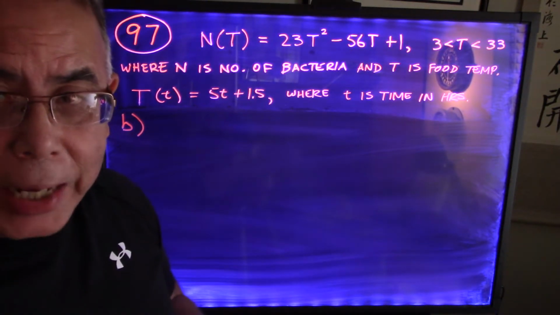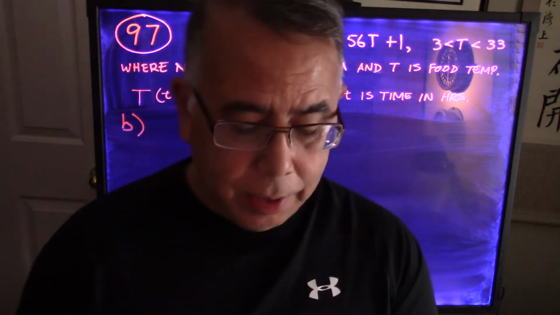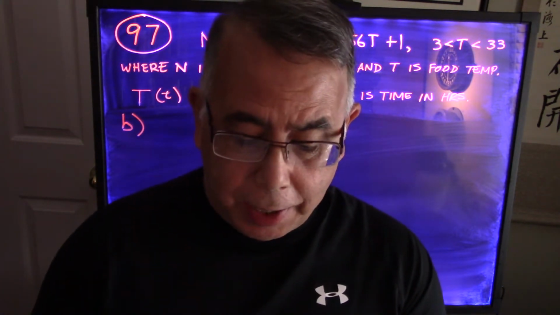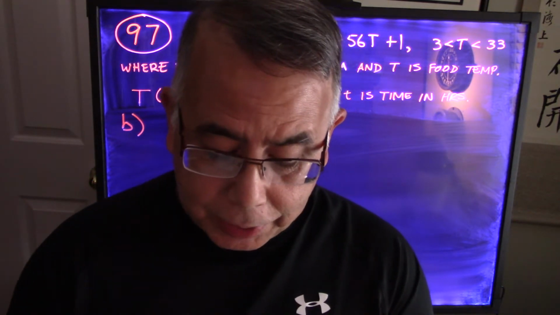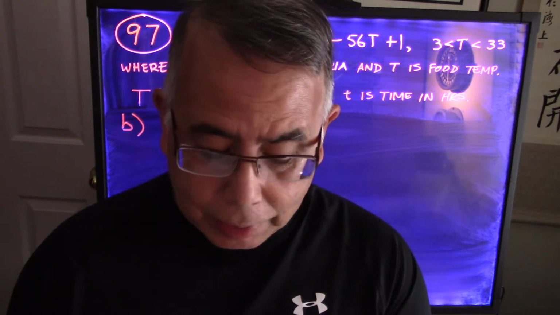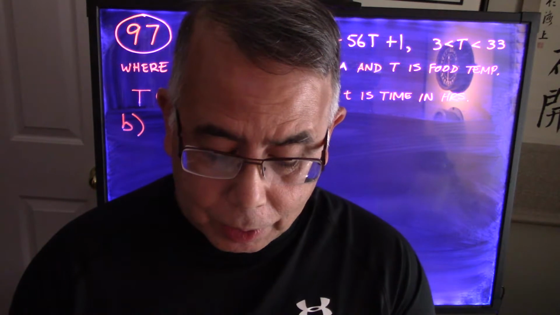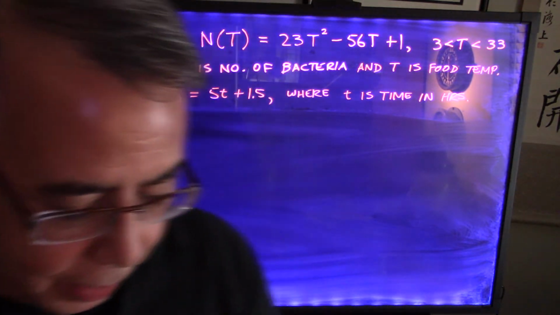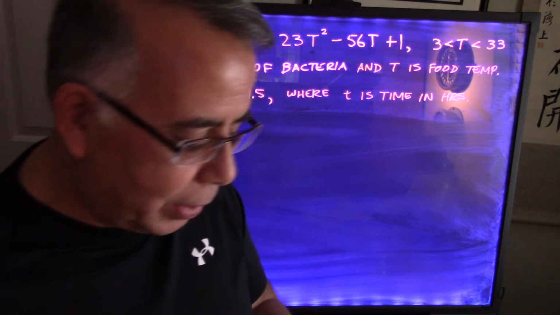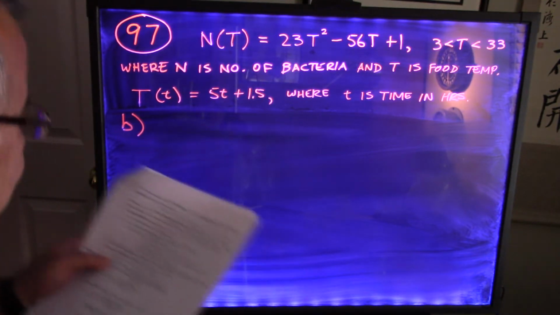Okay, part B. Find the time, round to 2 decimal places, when the bacteria count reaches 6,752. So we use the function that we just came up with in part A. That gives you the number of bacteria after time t has elapsed. And we have to set that equal to 6,752. So let me do that.